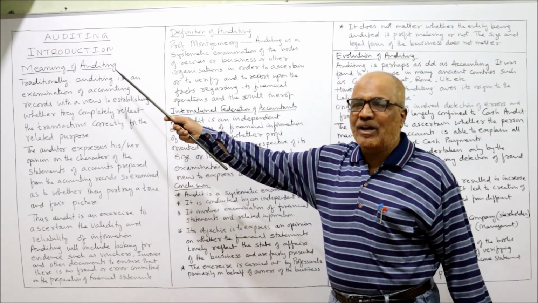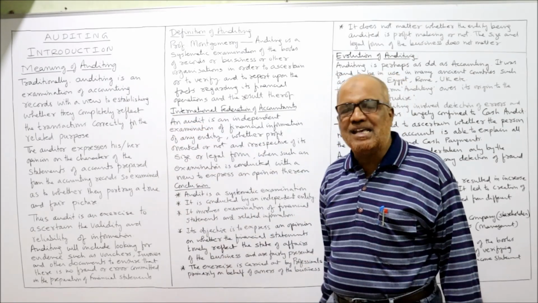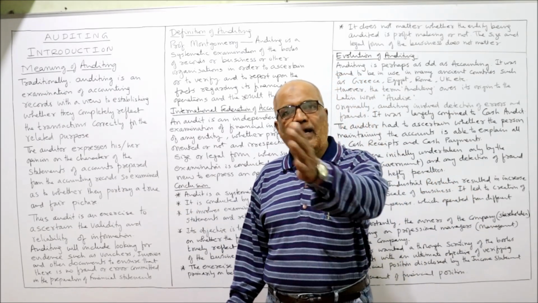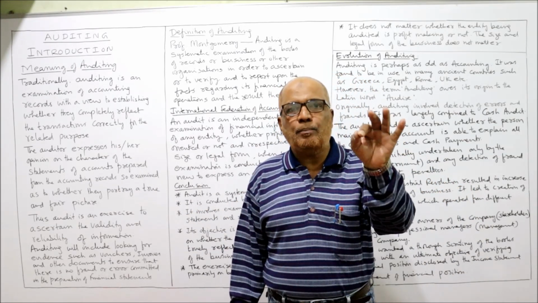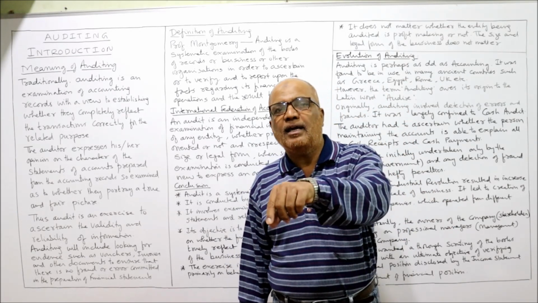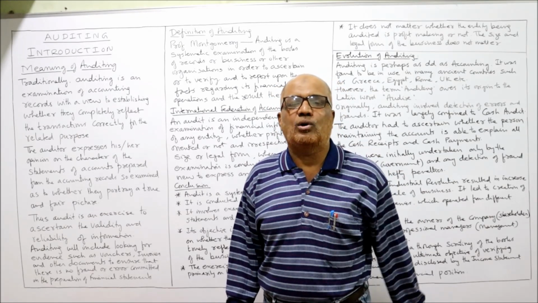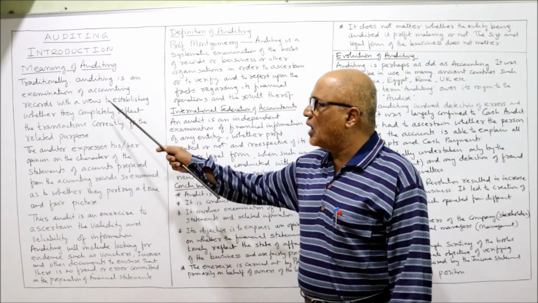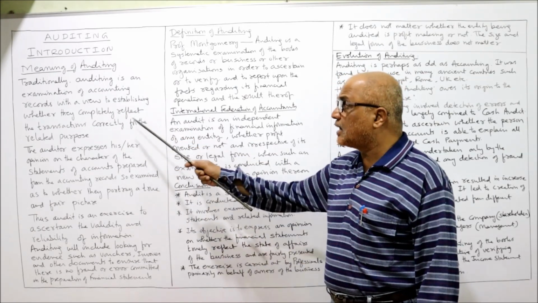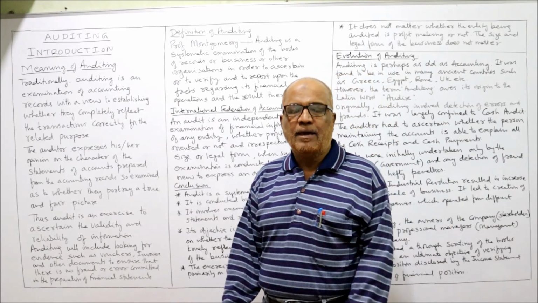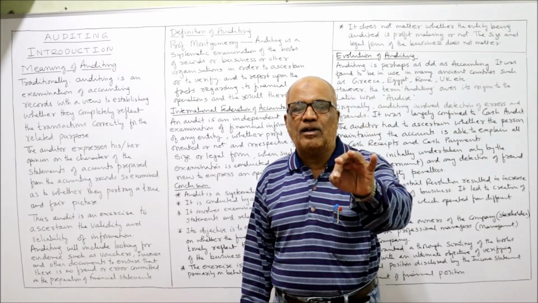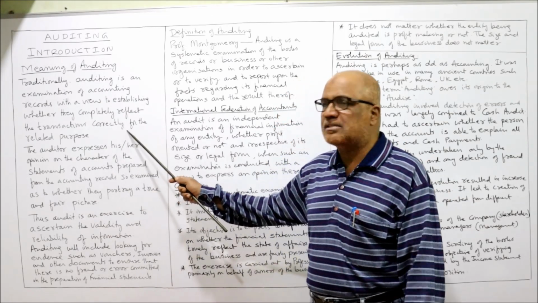Traditionally, auditing is an examination of the accounting. Two different terms are there, accounting and auditing. Accounting is the process of writing the records, writing the transactions, and auditing is concerned with the checking of the accounts which have already been written. It is an examination of accounting records with a view to establishing whether the financial statements and accounting completely reflect the transactions that have taken place in the business.